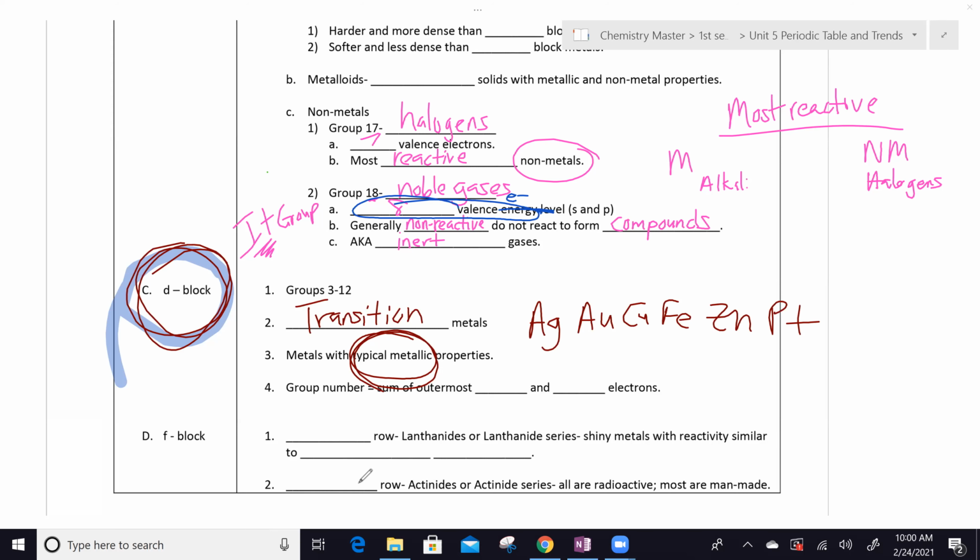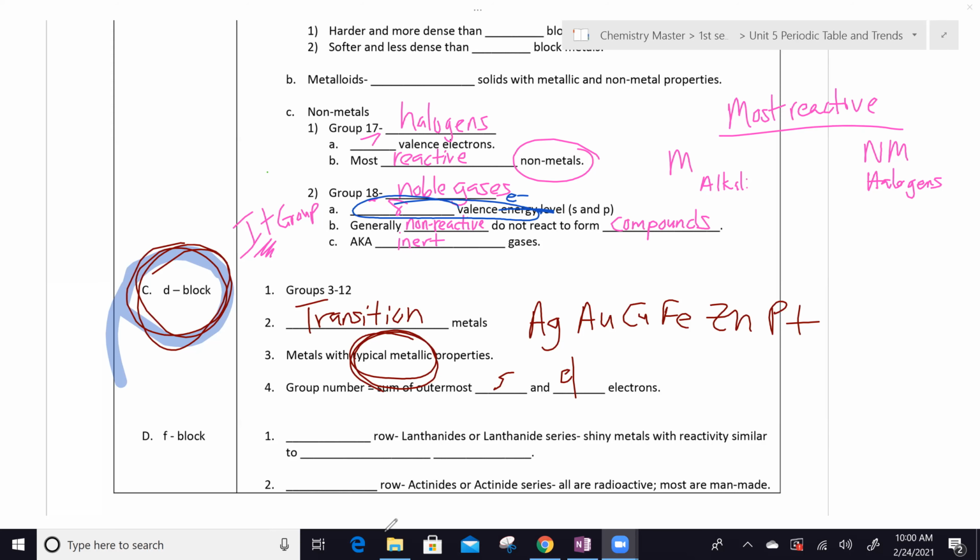That's it. You don't have to worry about blank number 4. If you need it just because you're kind of OCD and you want to know what it is, the first blank is S, and then the second blank is D. But we don't have to talk about it.